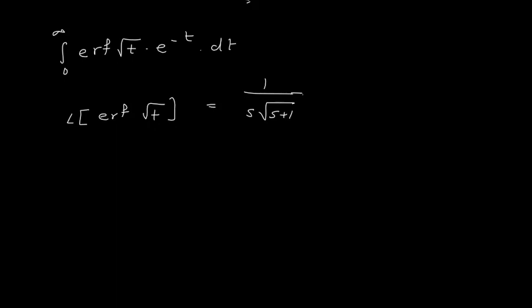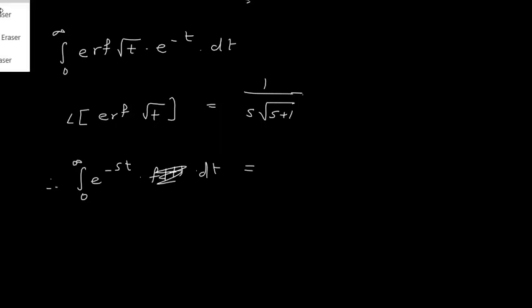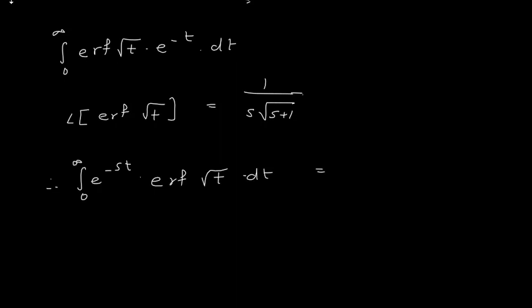So therefore 0 to infinity e power minus st into f of t dt, or in place of f of t we have error function. So better I write the error function: e raised to minus st into error function ERF of root t dt is equal to 1 upon s root of s plus 1. Now what we have to find? It is e power minus t.